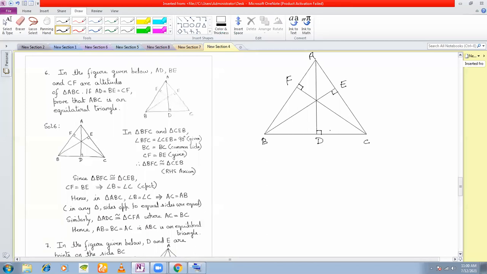This is the figure that is given to you. Now let's read the problem. In the figure given below, AD, BE, and CF are altitudes of triangle ABC, right? You know the meaning of altitude? The perpendicular drawn from a vertex to the opposite side.